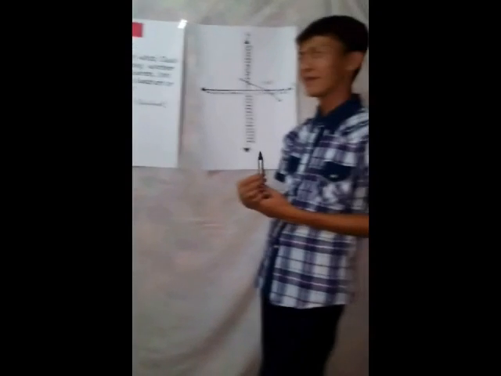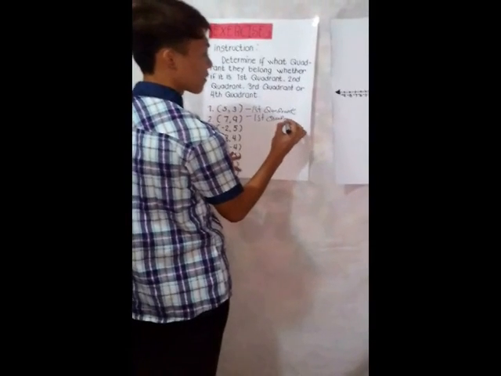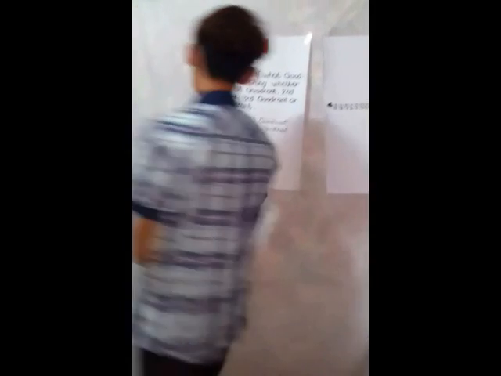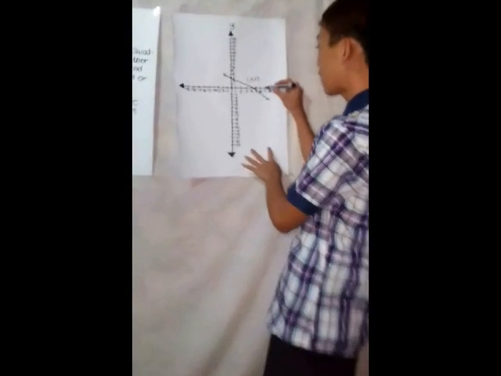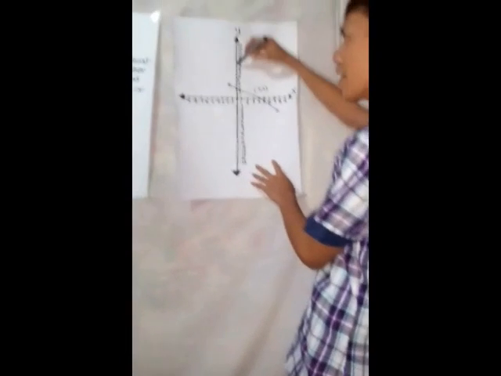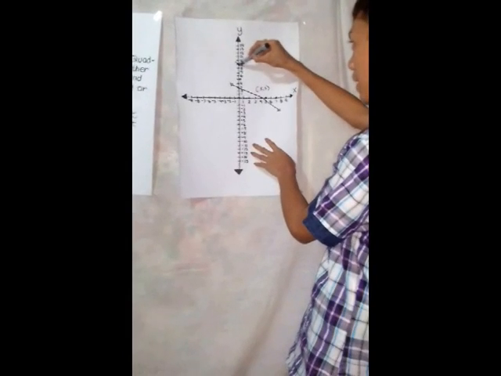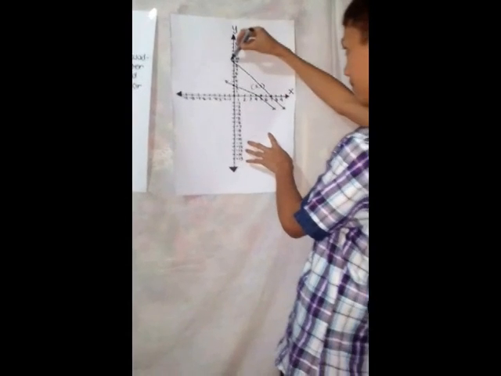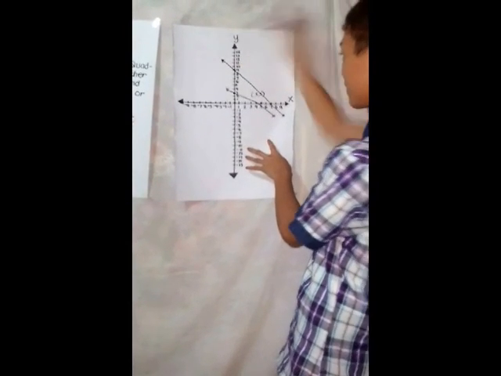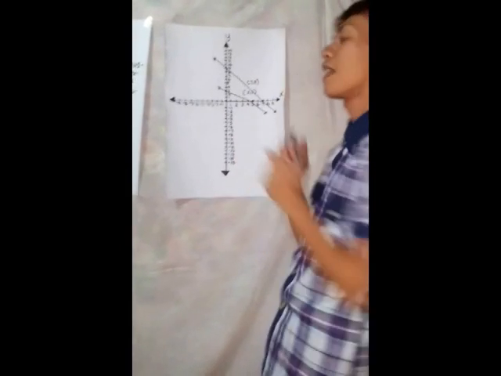Next is number 2, 7 and 9. What do you think? Yes, you're right. Again, it's in the first quadrant. So we will check in the graph where it is. This is the 7 and this is the 9. So here, going to line. And we're going to write 7 and 9.